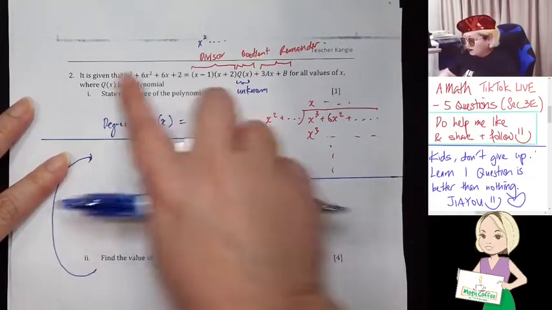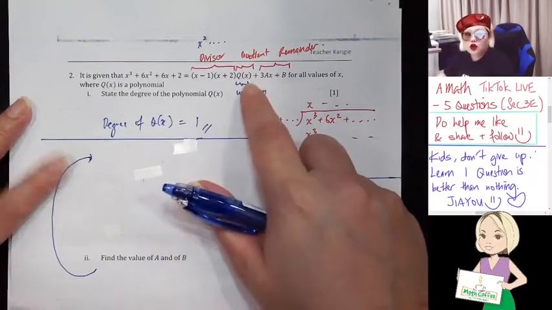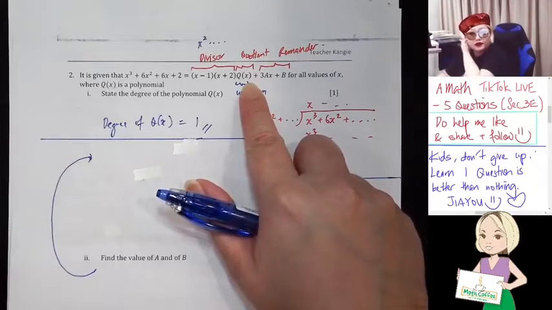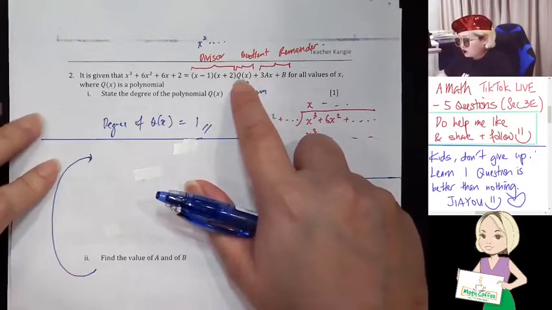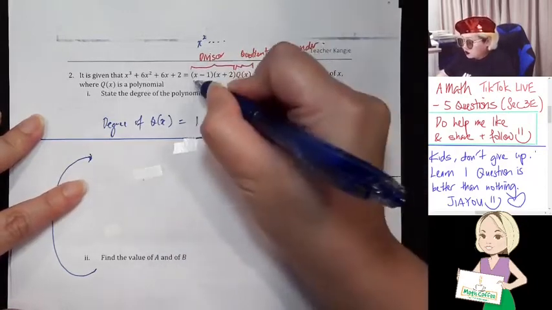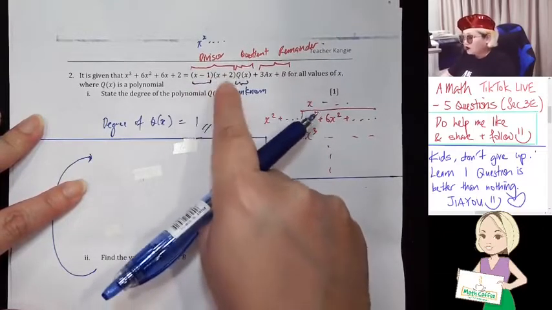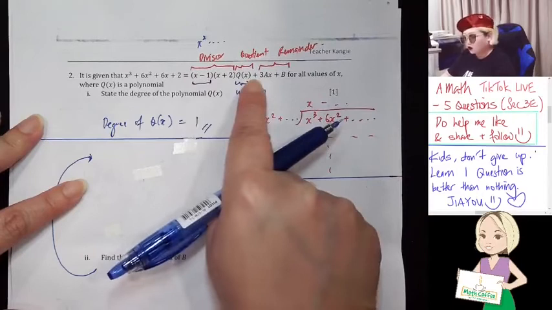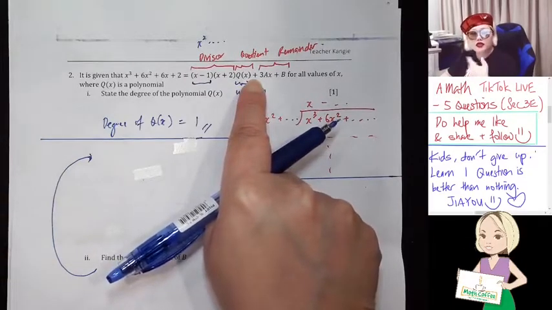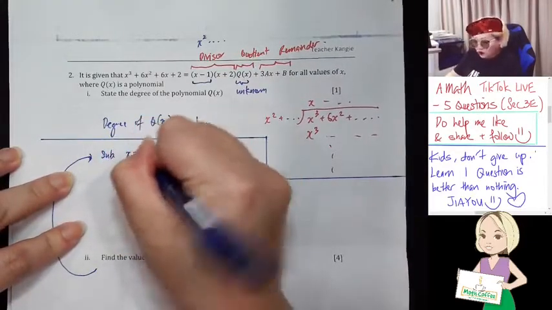So let's look at this one. But the bad news is qx is unknown. So your task is to sub in a suitable value of x so that my qx will disappear. Now let's look at the bracket beside the qx. If I sub x equals 1, this becomes 0. 0 times this one, the whole thing will become 0. So my qx disappears. So the first x you should sub in is 1. So I'm going to sub in x equals 1.